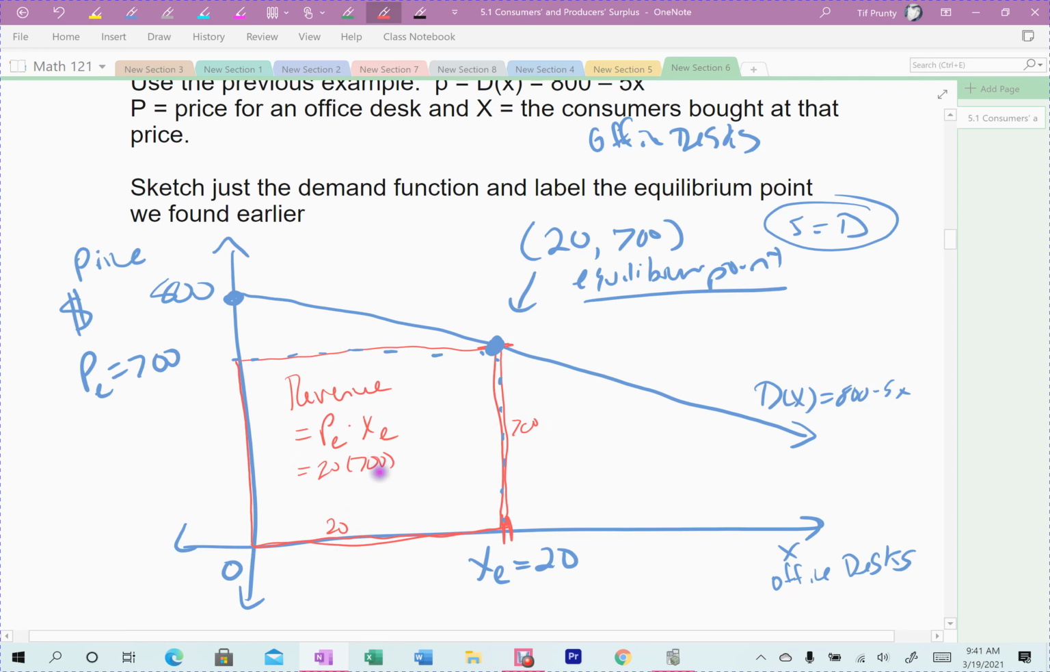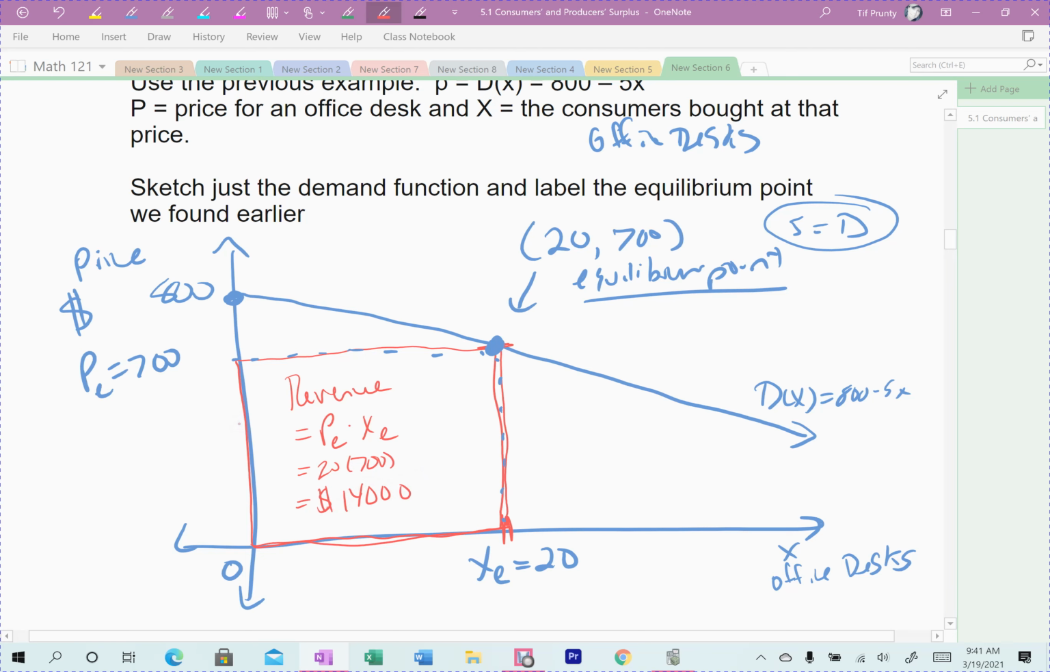20 and 700. And so the revenue generated from the sale of the 20 items that they sold would be $14,000, right? You take 700 times 20. You sell 20 desks for $700 a piece. Revenue is the net proceeds from your sales. And so that box represents revenue.